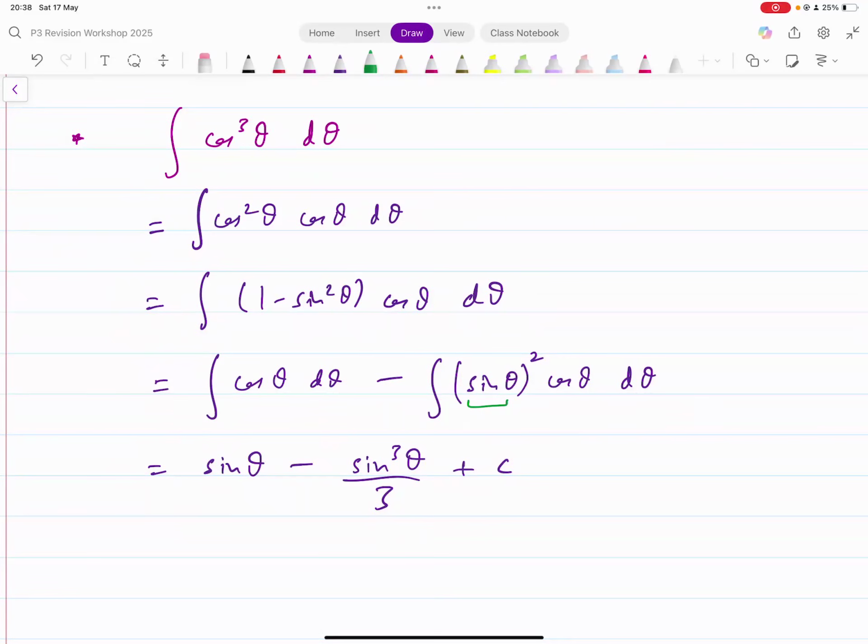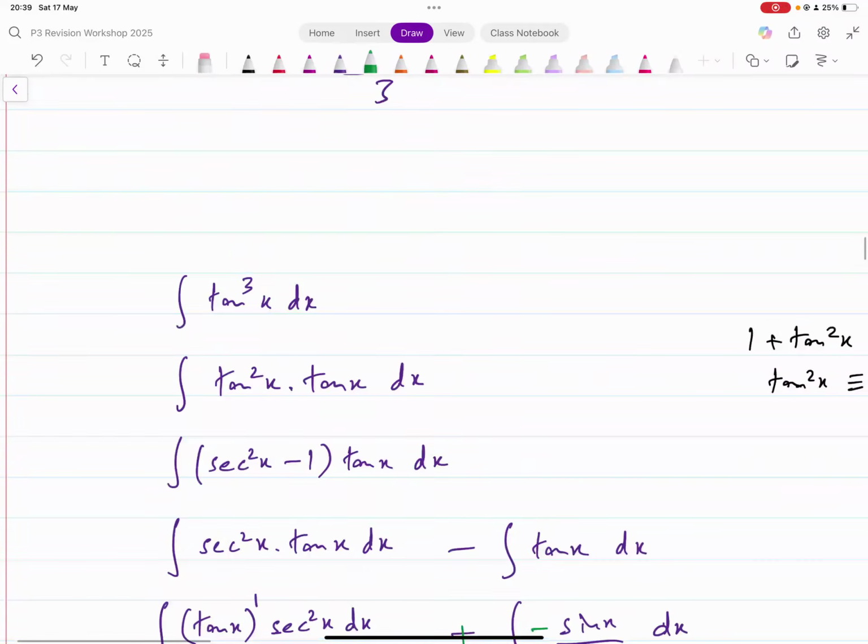Cos cube theta, we could break that into 2 parts as cos square theta into cos theta, right? And then we could say it's 1 minus sine square theta into cos theta. And then you break it into 2 parts, cos theta minus sine theta whole squared into cos theta. Now, cos theta can be integrated directly to sine theta. And what about this? We can apply the extended power rule on this. You've got sine theta. The derivative of that is multiplying outside. Just add 1 to the power, divide by the new power. You get sine cube theta over 3. And that's the integration.